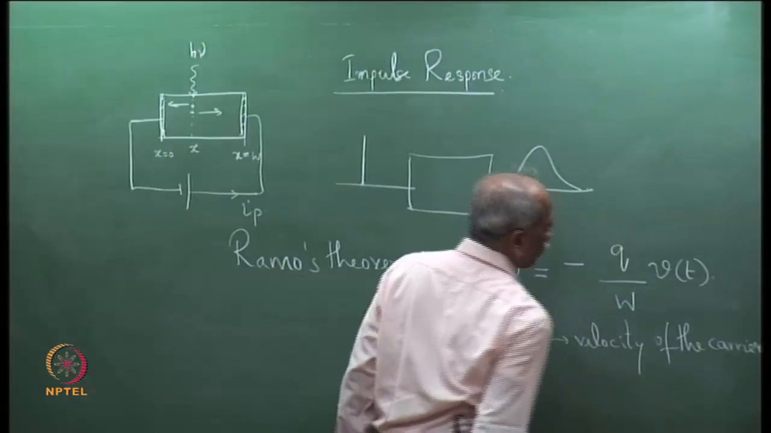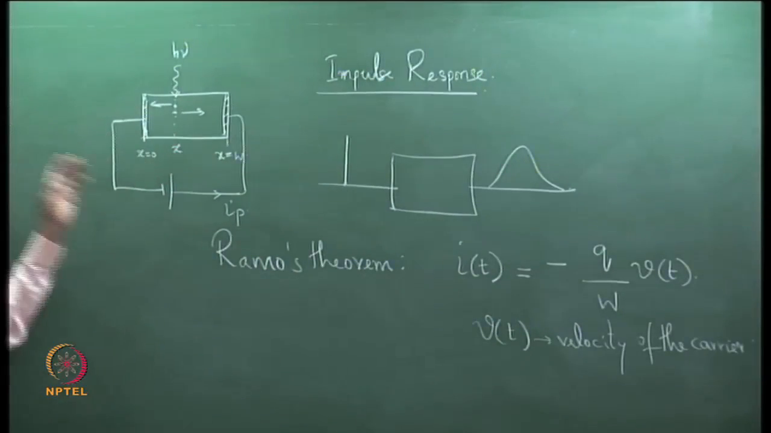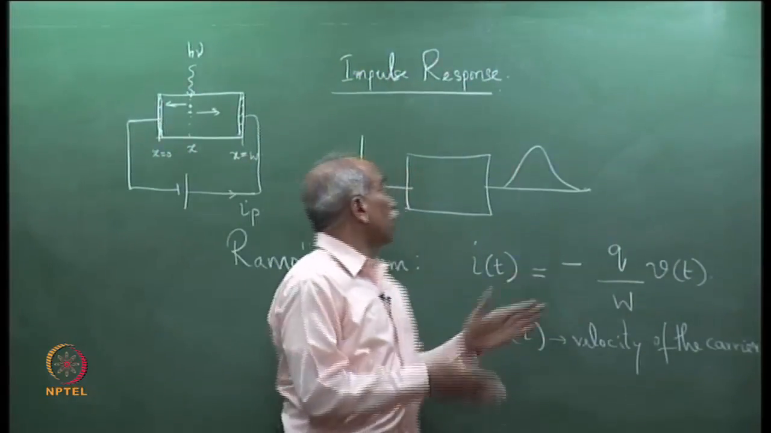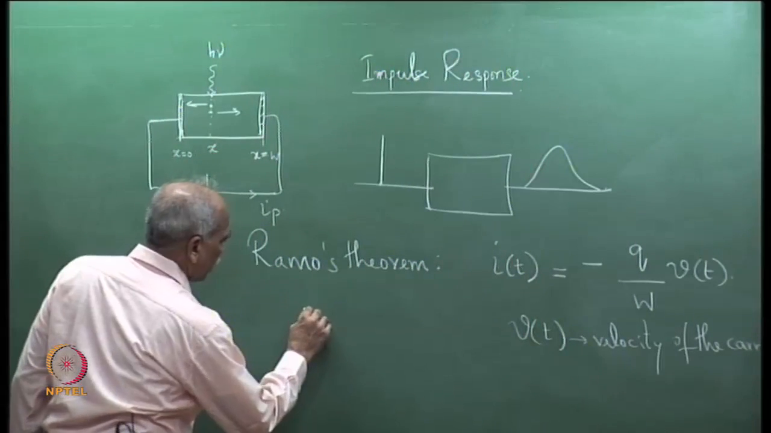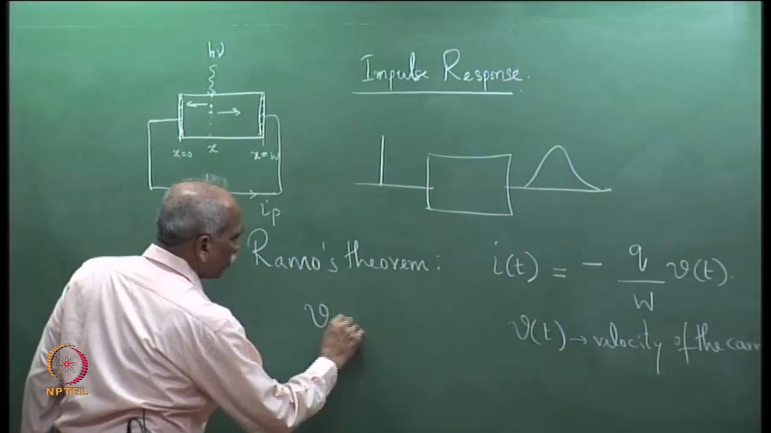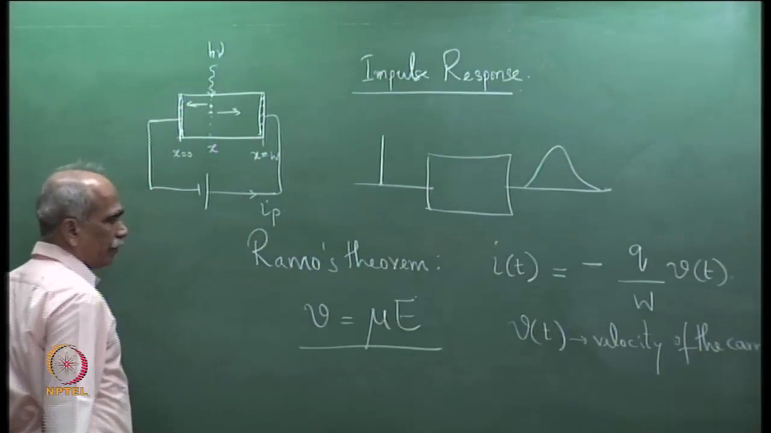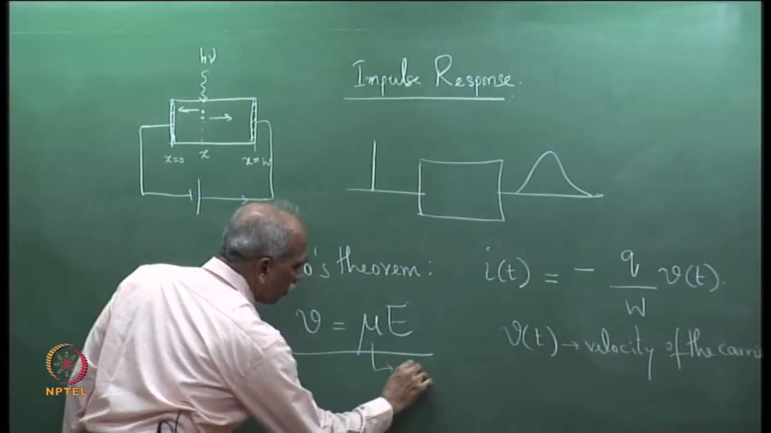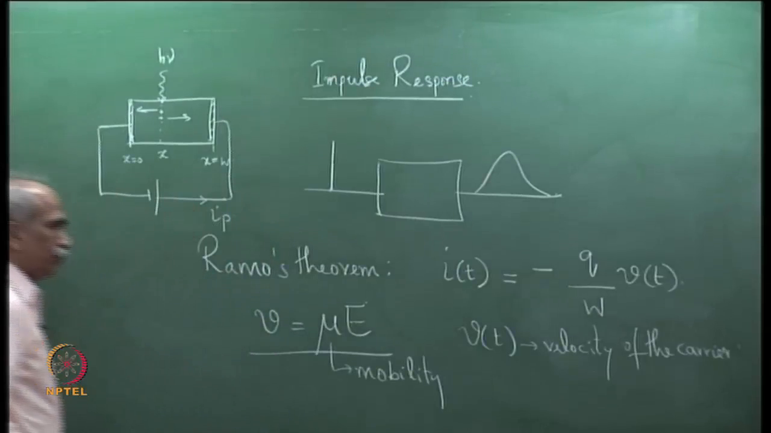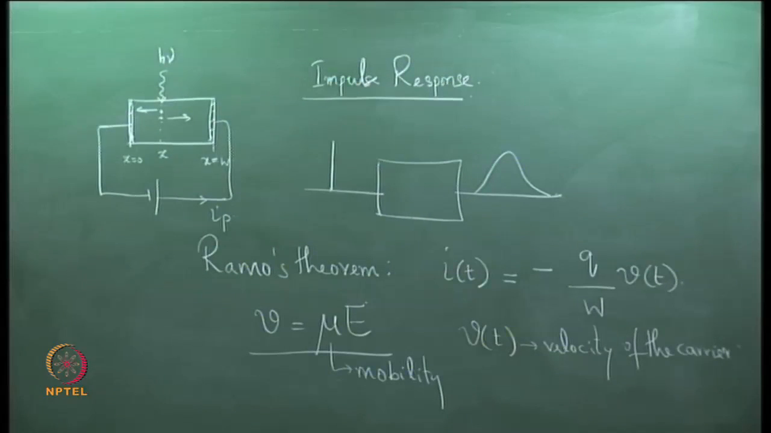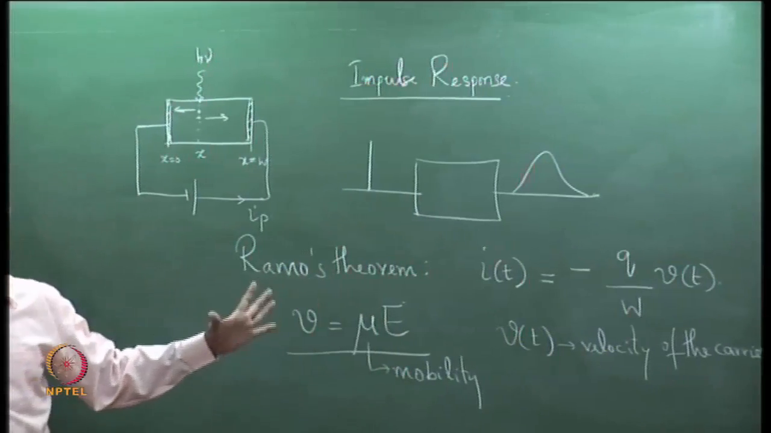of the carrier, the charge carrier q. W is this width here, and this velocity has come because you have applied a field. There is a drift velocity, as you know, the drift velocity V is equal to mu into E, where E is the applied field, mu is the mobility of the carriers, V is the drift velocity and E is the applied electric field.